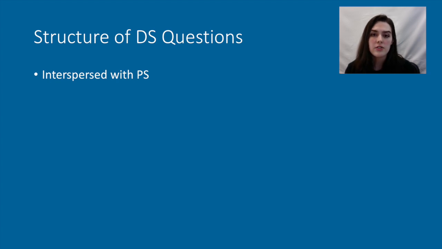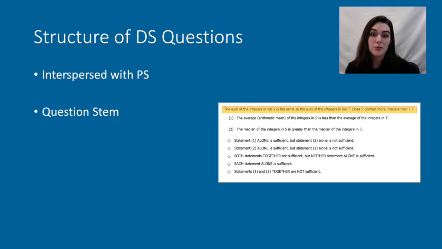Now, the structure of the data sufficiency questions we can kind of break up into 3 different parts. Now, the first part of the question is pretty familiar. This is the question stem. We've got one of those on problem solving as well. Now, the difference here is that the question stem on data sufficiency questions is never going to be enough information to solve the problem. So in this example, our problem is, does S contain more integers than T? We are not going to be able to solve that with the question stem alone. We're going to need more information.